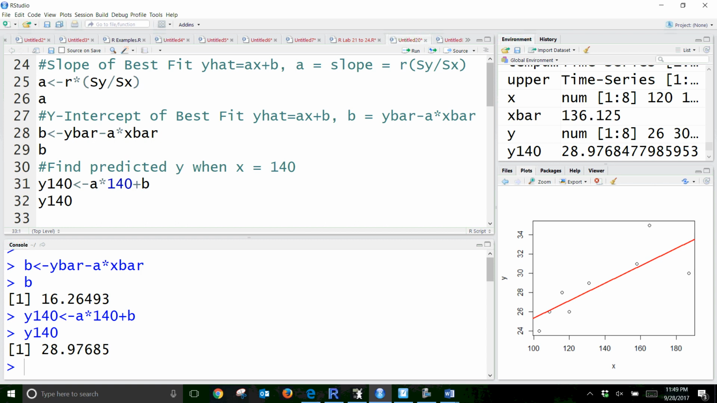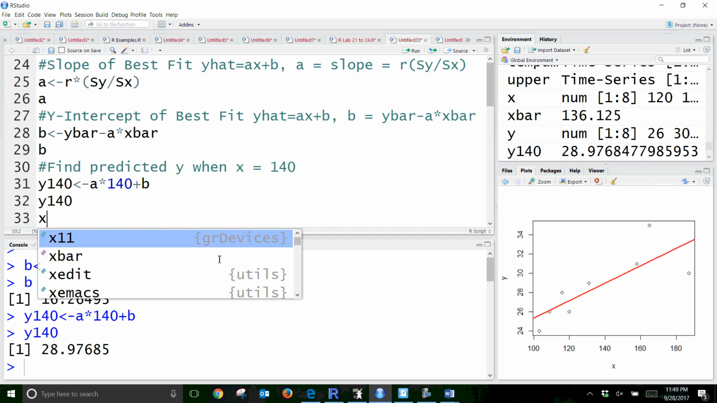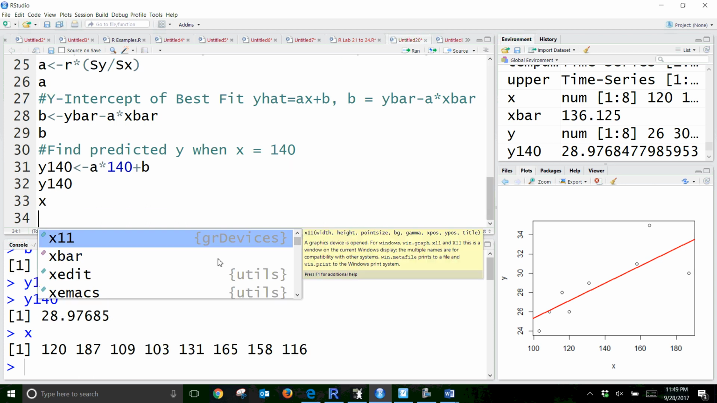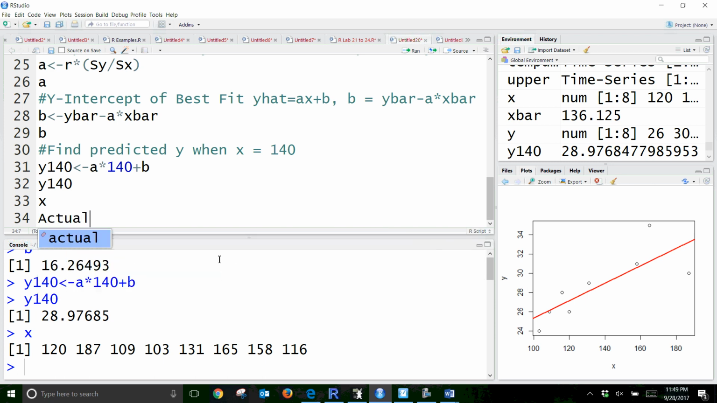Now it wants to find the predicted values of y hat for the given body weights. Okay, so let's just look at it again. We have our x values, and we want to go ahead and predict our backpack weights from those. So I'll go ahead and say actual, which is going to equal y.